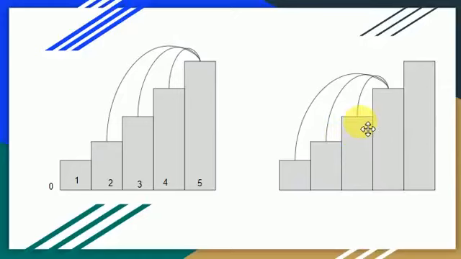You can reach 4 in 1 step from the 3rd step. You can reach 4 from the 2nd step if you take 2 steps, or from the 1st step if you take 3 steps. So basically this is a recursive function. The options available are n minus 1 plus n minus 2 plus n minus 3. If you add all these options, you will get the number of ways.